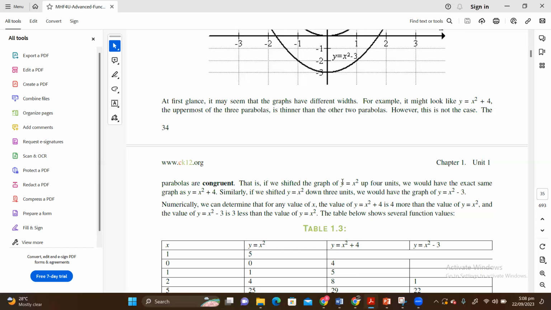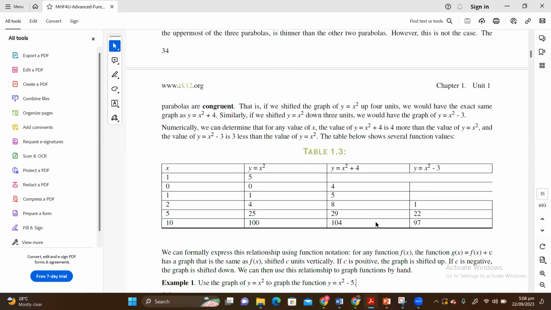Now we will be discussing each and every point of these graphs. Numerically, if we have x is equal to 1, definitely we have the function y is equal to x squared, and the value of y is 5. So x squared plus 4 is 5 plus 4, that would be 9.